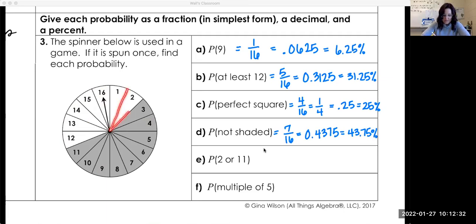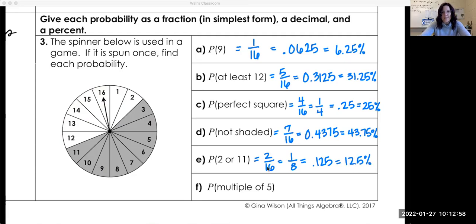What's the probability we roll or spin a 2 or an 11? 2 or 11 means it could be one or the other or both. In this case, it can't be both. It's either 2 or 11. So that includes 2 of the 16 possible outcomes, or a probability of 1/8. That would be 0.125 as a decimal and 12.5% as a percent.